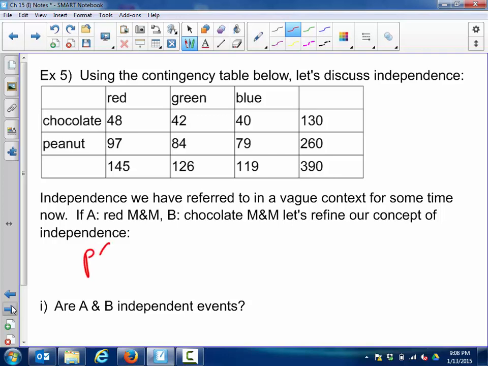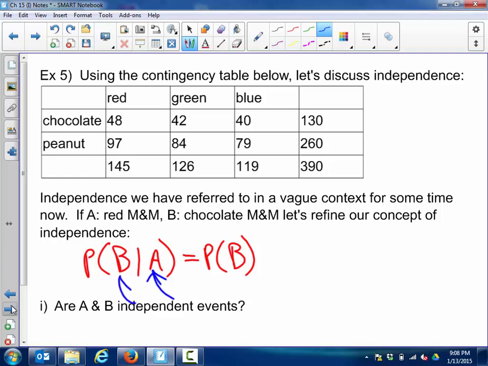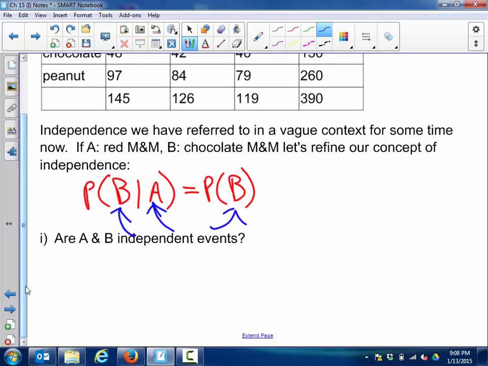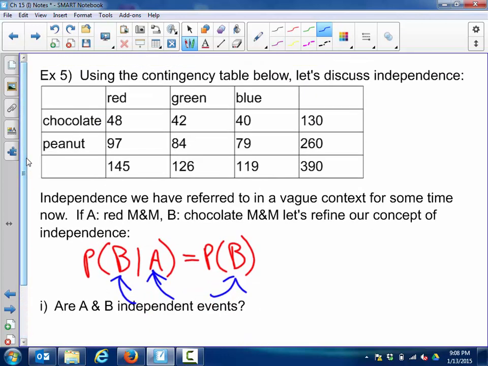Let's see if we can write the following and make sense of it. If one event doesn't affect the other, then the probability, for instance, that I have a chocolate M&M, given that I know it's red, so the probability of B given A, must therefore be equal to the probability that B occurs ever. Notice what this says. When A occurs, the probability that B then happens has to be the same as the probability of B occurring in the general case. That is to say, A occurring does not affect B's probability.